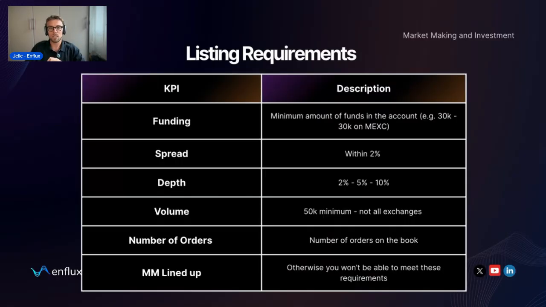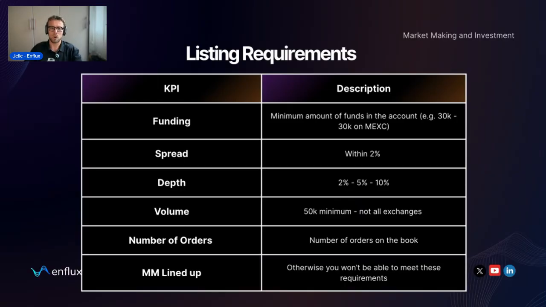So when it comes to listing requirements, a couple KPIs they put in place is funding. There needs to be minimally X amount, minimally 2% spread. The depth, they put 2, 5, and 10 depth requirements in place, where I think the lowest exchange is probably like 1K and 2% depth.